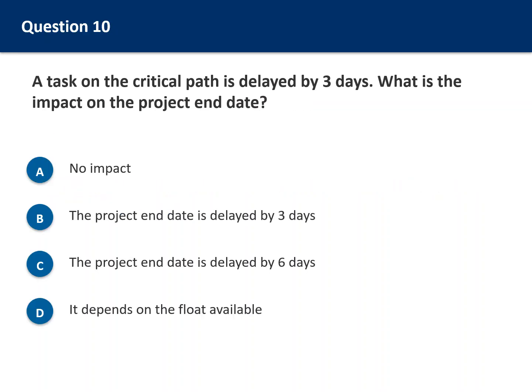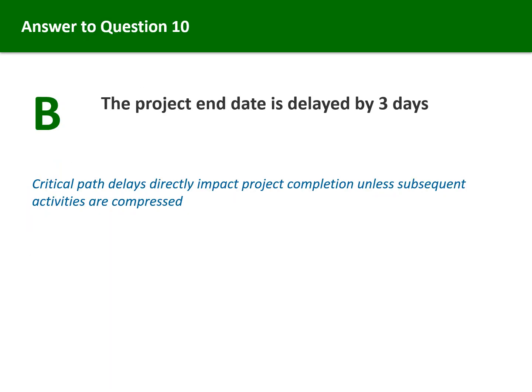Question 10. A task on the critical path is delayed by 3 days. What is the impact on the project end date? Option A, no impact. Option B, the project end date is delayed by 3 days. Option C, the project end date is delayed by 6 days. Option D, it depends on the float available. Remember that critical path activities have zero float. The correct answer is B.